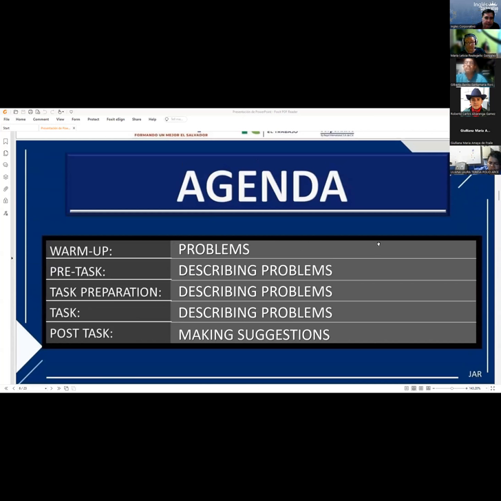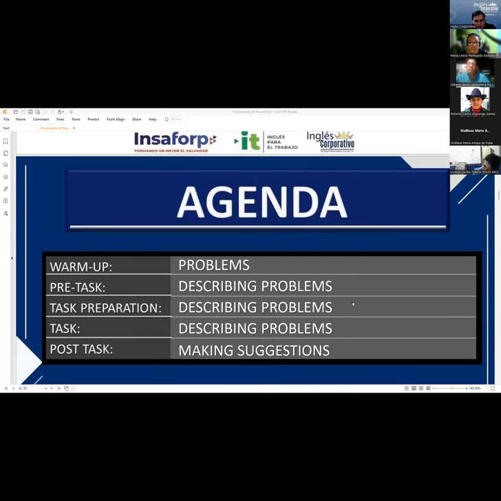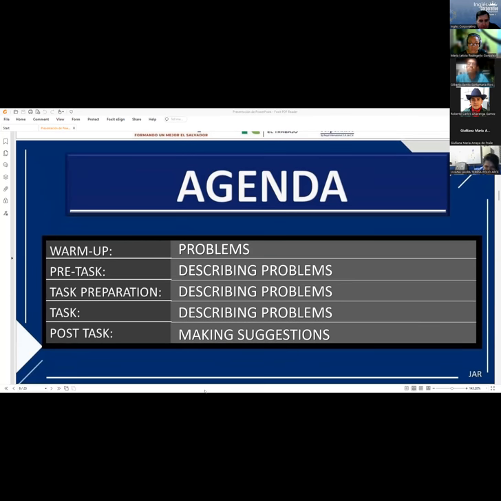Okay, this is the agenda. We begin with problems, describing problems, and then more describing problems. So the last one is making suggestions. So here we have describing problems, the introduction, describing problems, how we describe the problems, and the practice of describing problems. Before we go to the warm up, let's have the attendance.